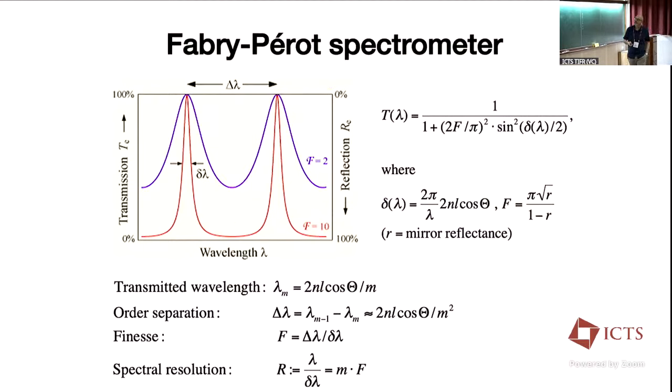Okay, I give you here a few numbers. The finesse can be easily a few hundreds, and the order number is the number of times the wavelength fits into the spacing. So if I take a Fabry-Perot with a spacing of 10 millimeters, and I look at visible wavelengths, I will be at order 20,000. The wavelength fits 20,000 times between the two plates. So I can get easily very, very high resolving power of several 100,000.